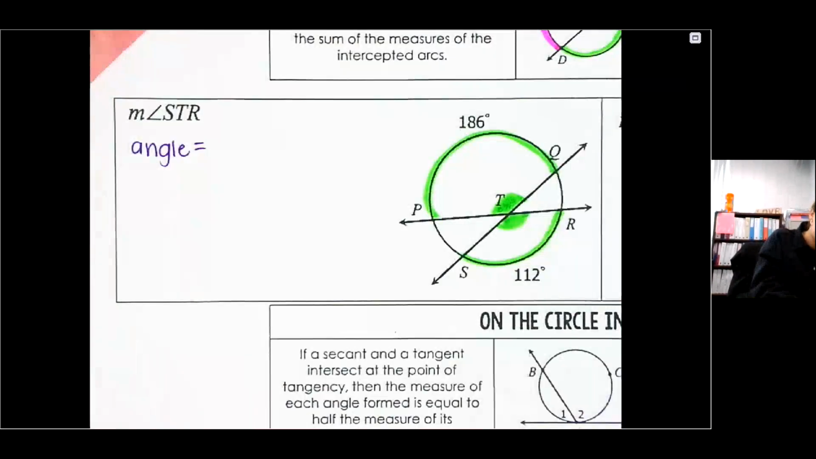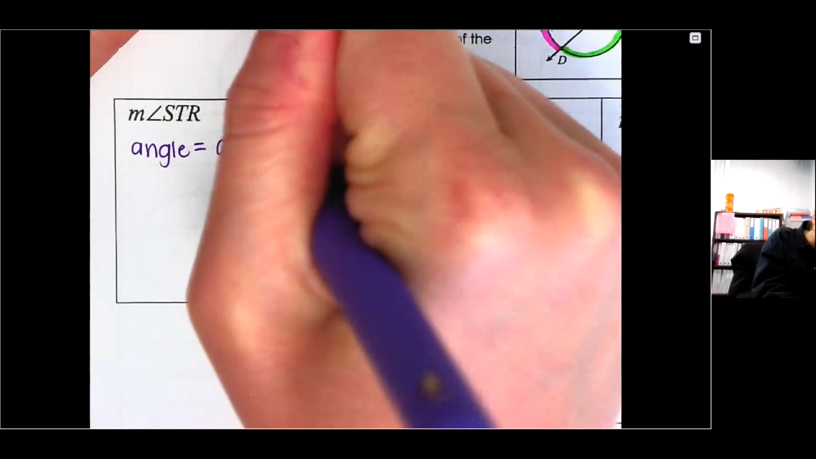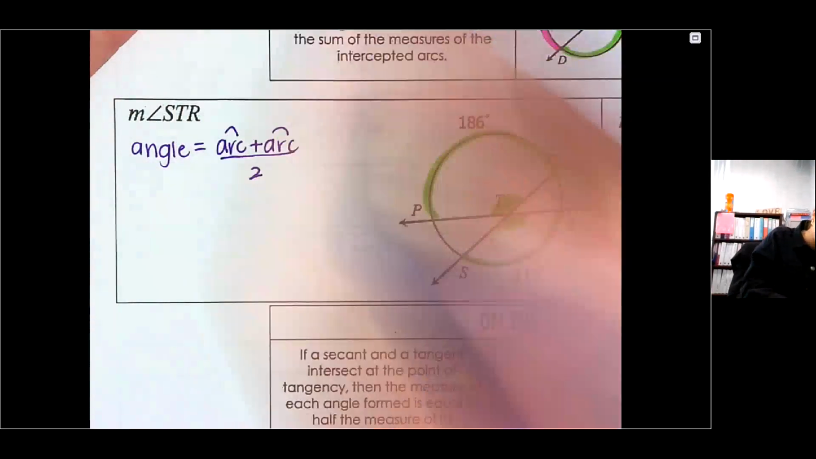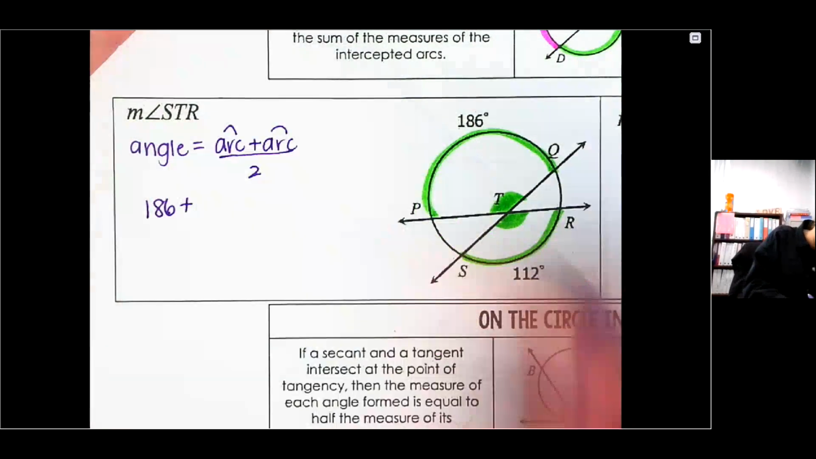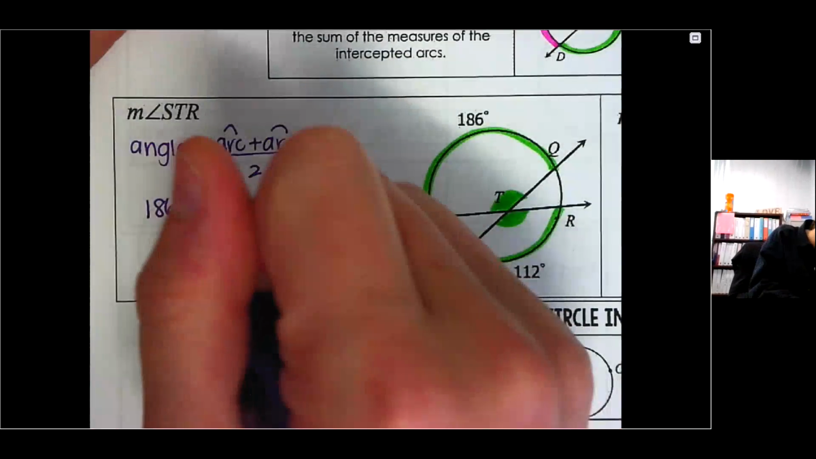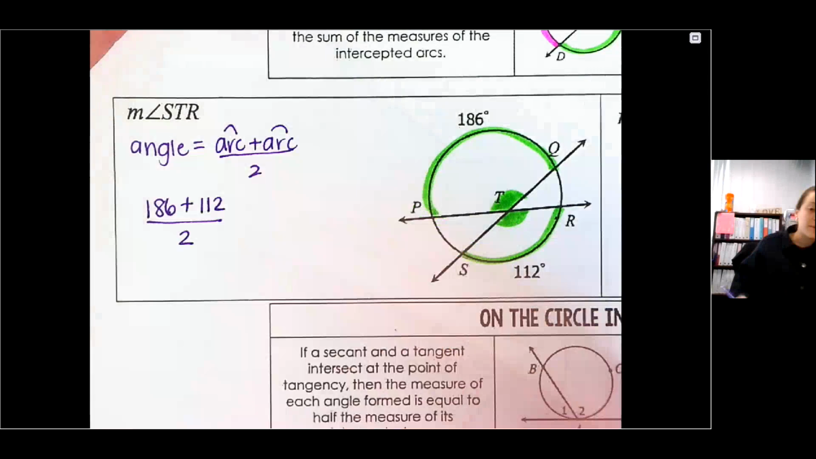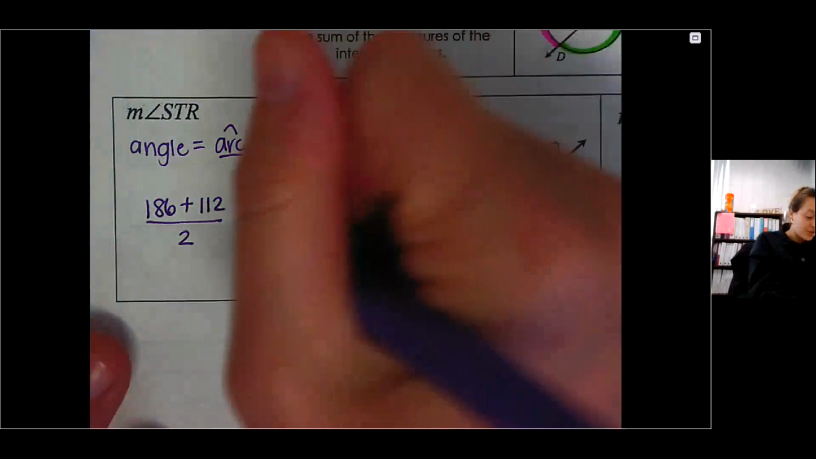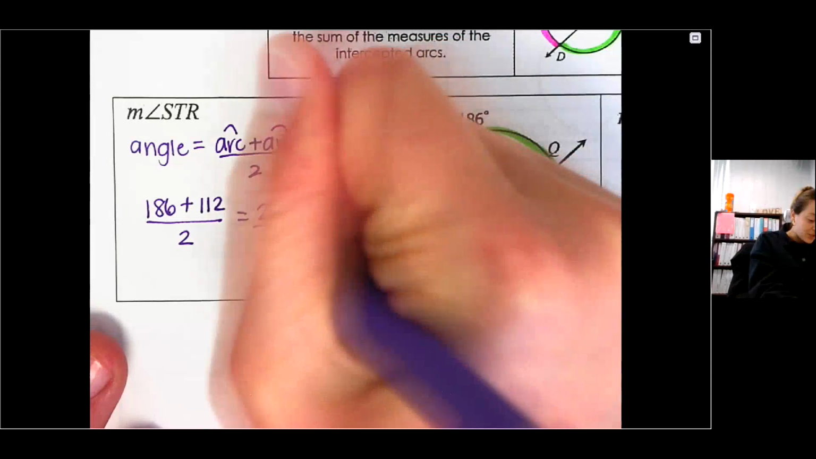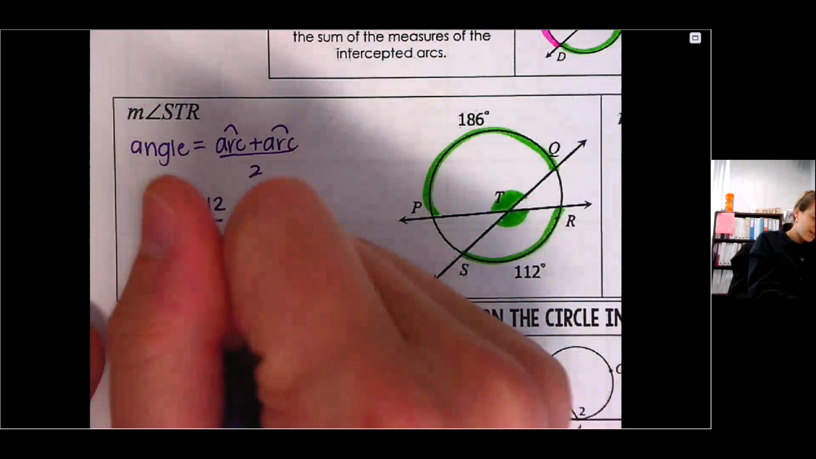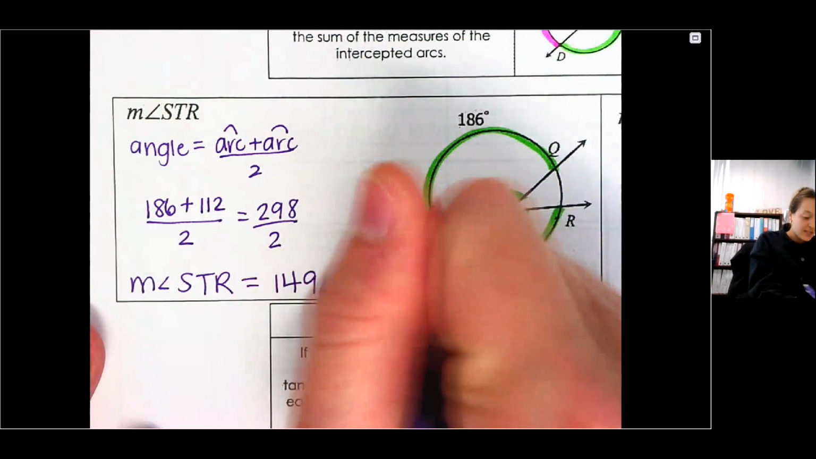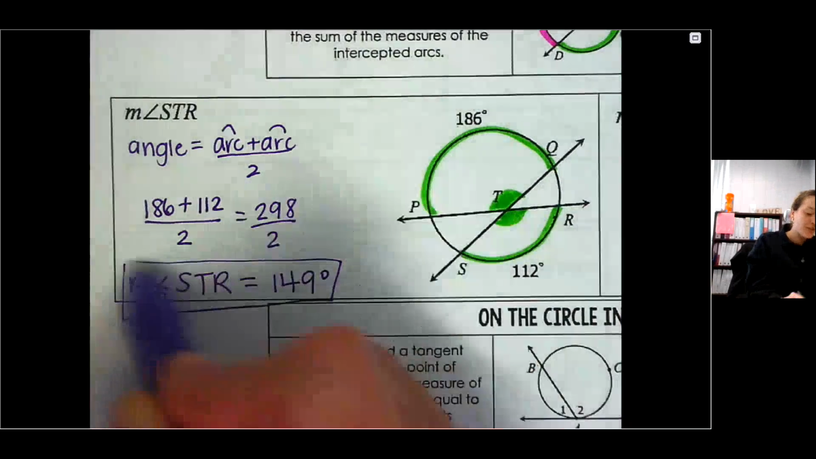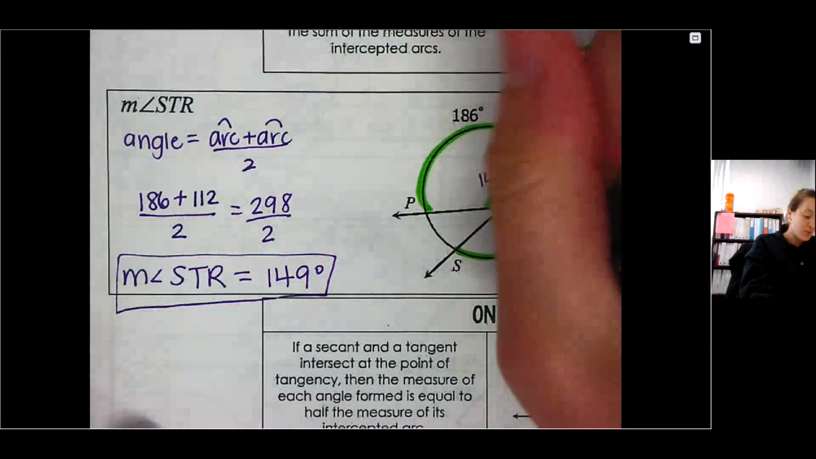To find the measure of the angle, I take my two arcs, add them together, and divide by 2. My first arc is 186, plus my second arc is 112 degrees, and then I divide by 2. If I add 186 and 112, I get 298. If I divide that by 2, the measure of angle STR is 149 degrees. We're talking about an angle measure, so we do have to put a degree symbol. So this measure is 149 degrees.